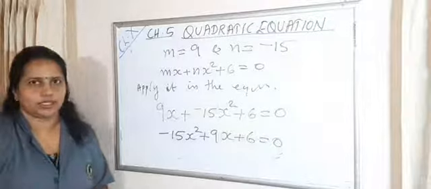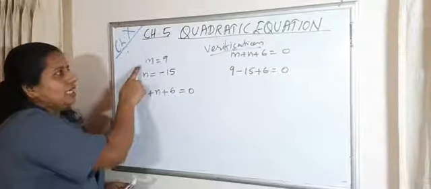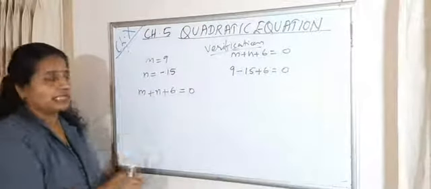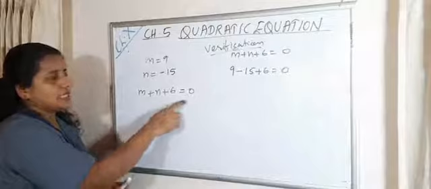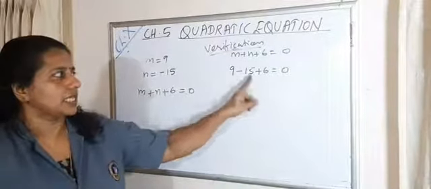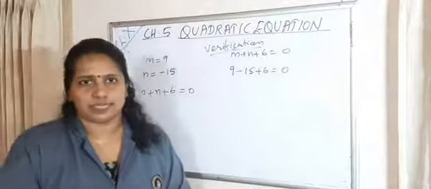Clear? Okay. Now you can verify this result by giving these values m equal to 9 and n is equal to negative 15 in equation 3. That is m plus n plus 6 is equal to 0. M is 9 minus 15 plus 6. 9 plus 6 is 15. 15 minus 15 is 0. So your answer is correct.